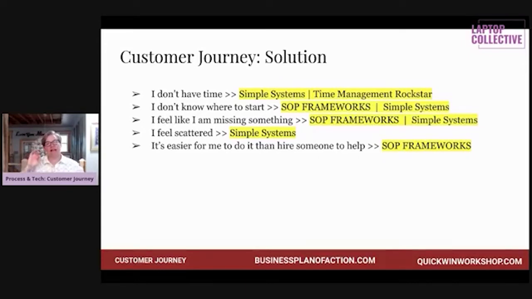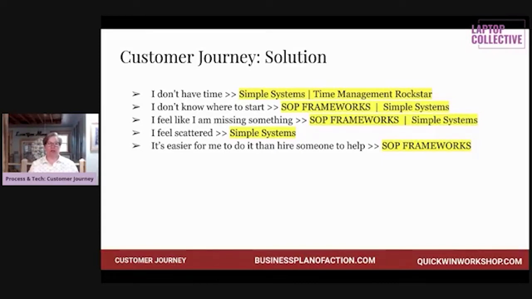And I think then if we stop and focus on that finish line, simple systems is the solution to not feel scattered anymore. "It's easier for me to do it than hire someone to help." A lot of times people will say this, but they still stay in that cycle of overwhelm. And what SOP frameworks can do is help you, just like Week at a Glance or even the Business Binder. It's a framework for a system or a process. And then you customize it for your business.